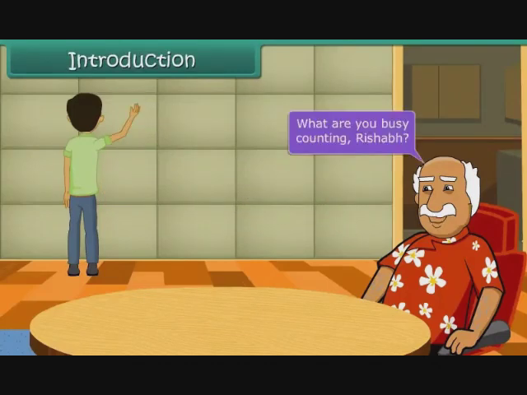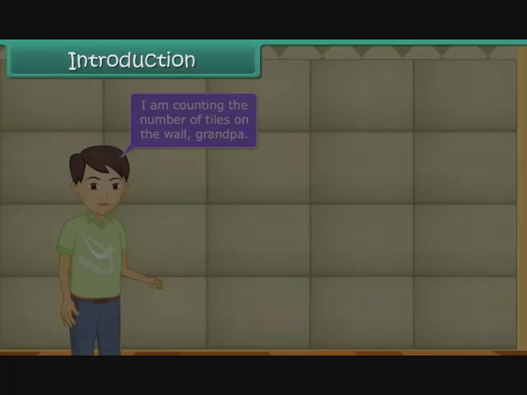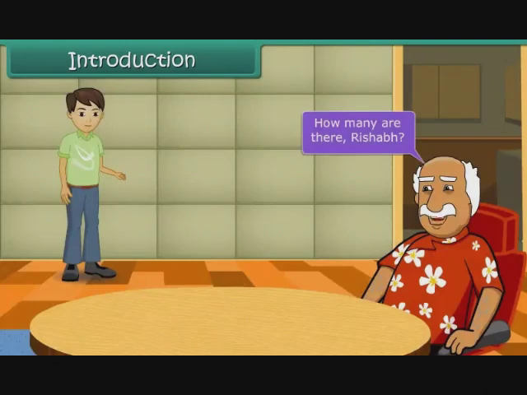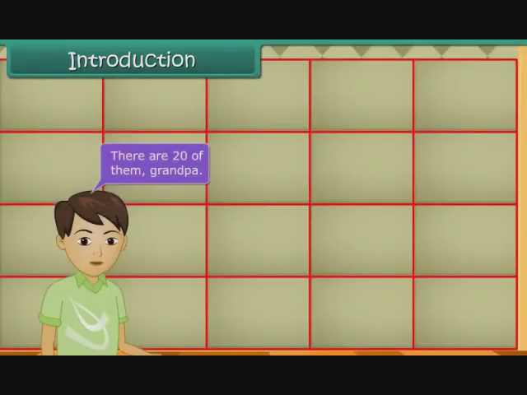What are you busy counting, Rishabh? I am counting the number of tiles on the wall, Grandpa. How many are there, Rishabh? There are 20 of them, Grandpa.